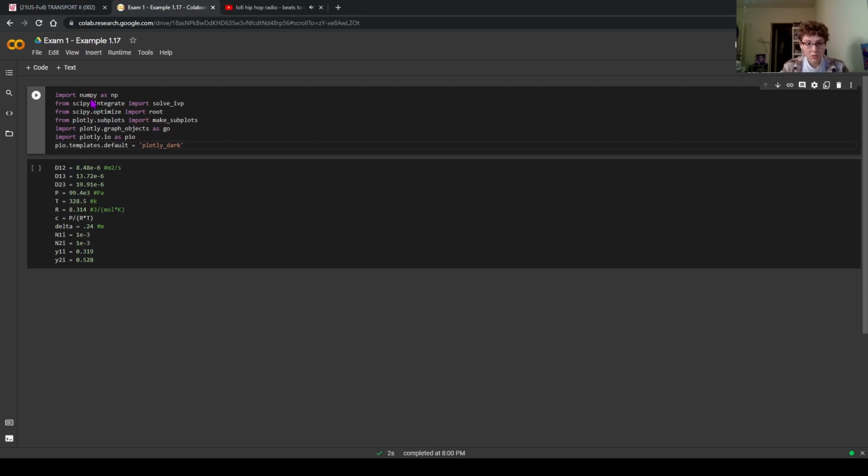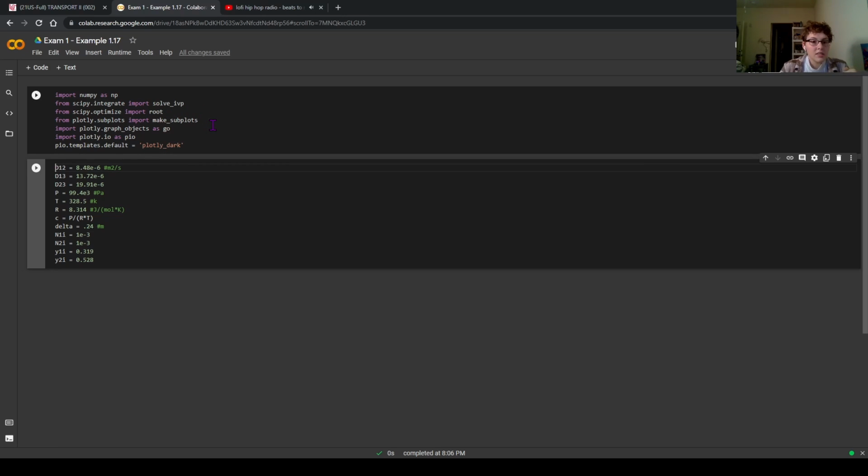And as long as I typed everything right, we should be able to Shift Enter and run that and have no errors, and it looks like I did that correctly. So then we can go ahead and move on.